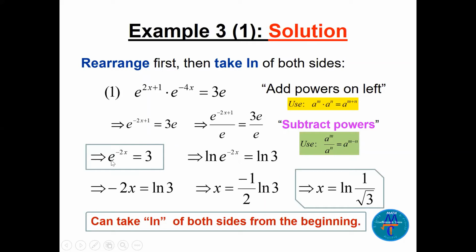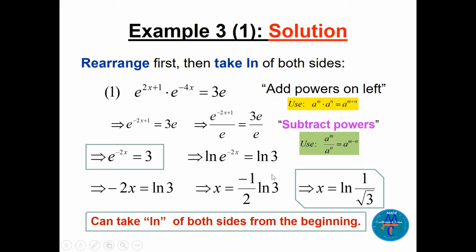Now we take ln on both sides. So minus 2x comes down here, ln of e is 1. So minus 2x is equal to ln of 3. We need to find x. Let's divide by minus 2. So here we get minus half.